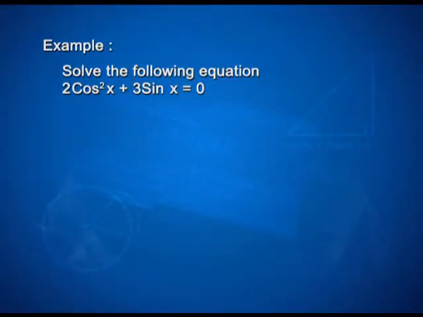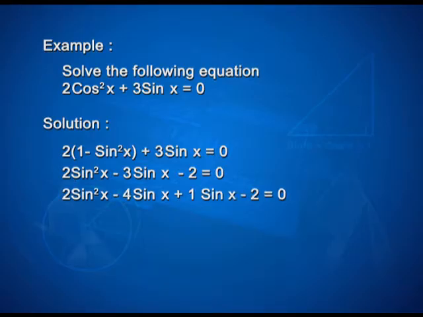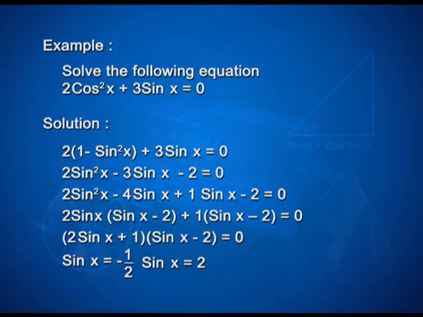Here we have an interesting equation, 2 cos square x plus 3 sin x is equal to 0. This can be rewritten as 2 into 1 minus sin square x plus 3 into sin x is equal to 0. We can see this is in the form of a quadratic equation, 2 sin square x minus 3 sin x minus 2 is equal to 0. We can solve this by splitting the middle term as 2 sin square x minus 4 sin x plus 1 sin x minus 2 is equal to 0. On taking 2 sin x common from the first two terms, 2 sin x into sin x minus 2 plus 1 into sin x minus 2 is equal to 0. Thus, the two factors are 2 sin x plus 1 into sin x minus 2 is equal to 0, which on simplification gives us sin x is equal to minus 1 upon 2 and sin x is equal to 2.